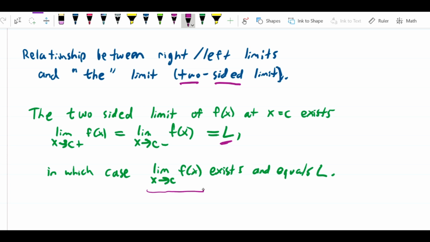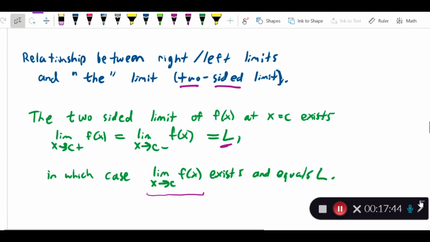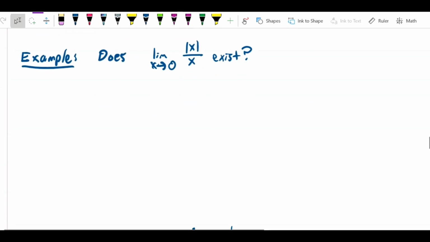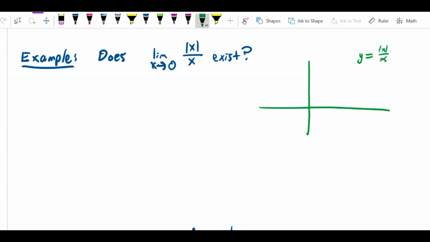Let's just see how that works in the context of an example. So here's a good, familiar one. Does the limit as x approaches 0 of absolute x over x exist? Well, we saw earlier that the function y equals absolute x over x looks like this. That's negative 1. That's positive 1.